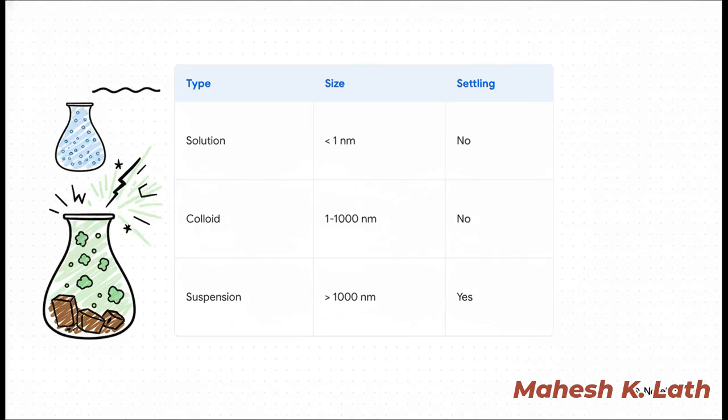In a true solution, like salt water, the dissolved particles are minuscule, less than a single nanometer in diameter. They are never going to settle out. On the flip side, we have suspensions, like sand and water. Their particles are huge, over 1,000 nanometers, so they will absolutely settle to the bottom eventually. But colloids? They sit right in that sweet spot in the middle. The particles are between 1 and 1,000 nanometers. They're small enough that they stay perfectly dispersed without settling, but they're large enough to do something pretty spectacular with light.